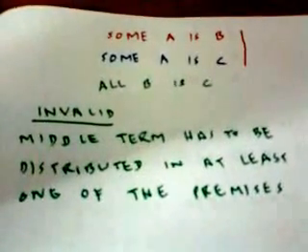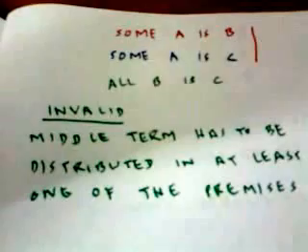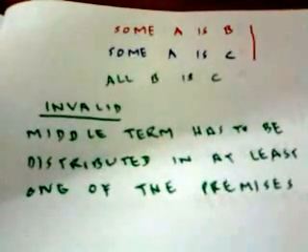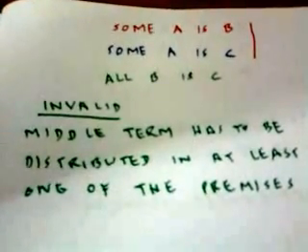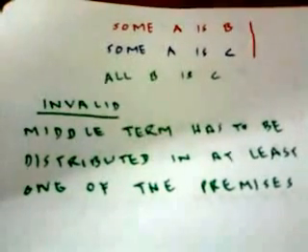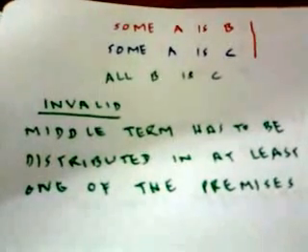Let us look at a third syllogism. Statement 1, some A is B. Statement 2, some A is C. And conclusion, all B is C. Again, the first two statements are always taken to be true. The third one is the conclusion which we are going to check. Now here we are not drawing any figures. Just go through this statement. This conclusion is invalid. Why invalid? Because the middle term has to be distributed in at least one of the premises. I repeat, the middle term has to be distributed in at least one of the premises.